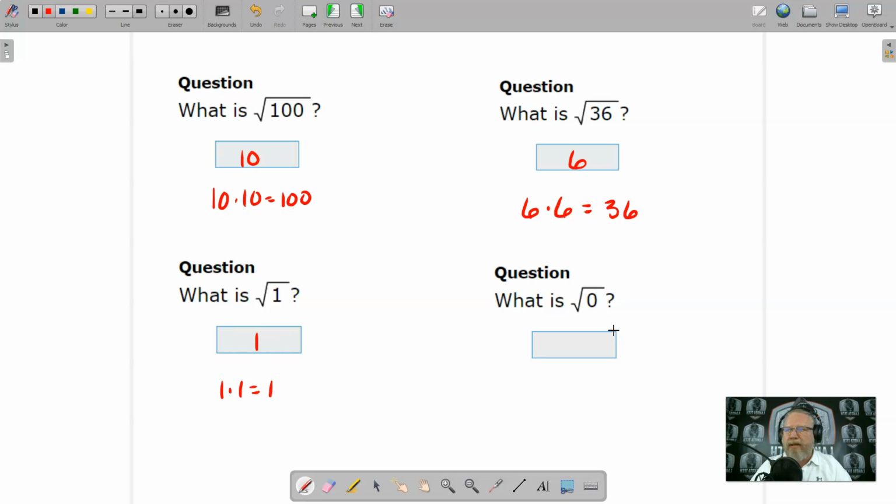How about the square root of 0? Can we find the square root of 0? Well, 0 times 0 actually equals 0. So therefore, the square root of 0 is 0. So in the case of the square root of 1 and the square root of 0, the square root is actually equal to the value of the radicand. Remember, the radicand is the value that is underneath the radical symbol.